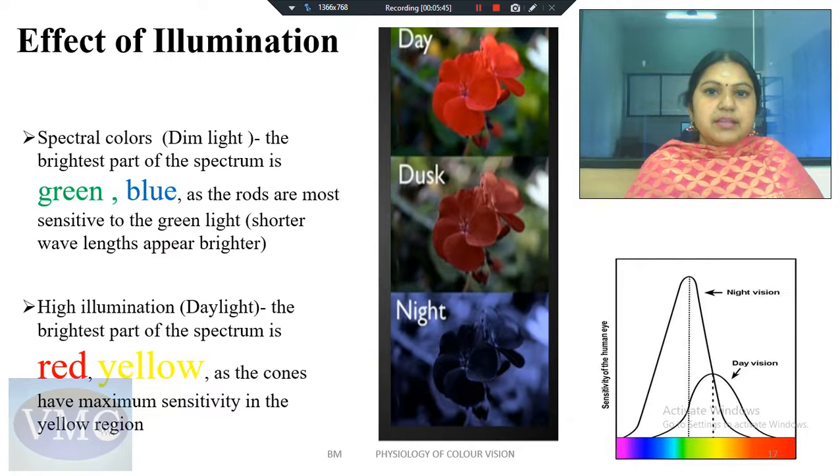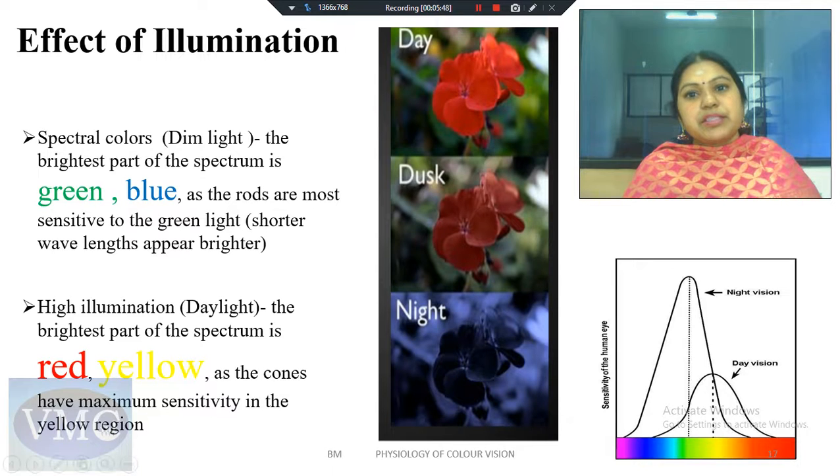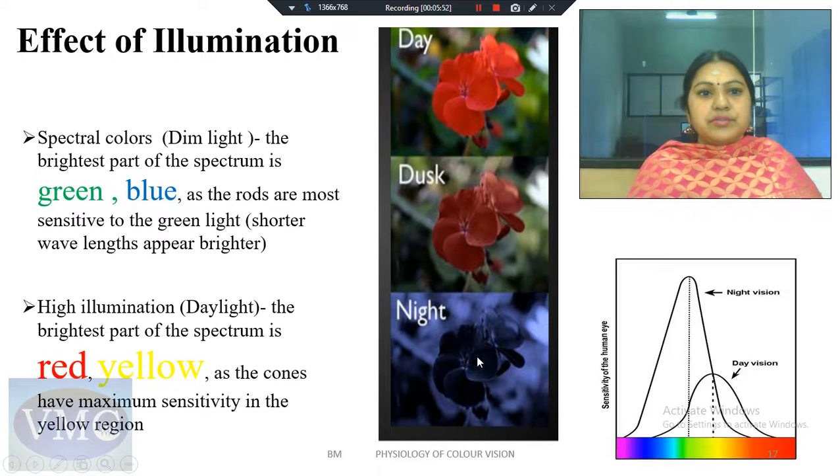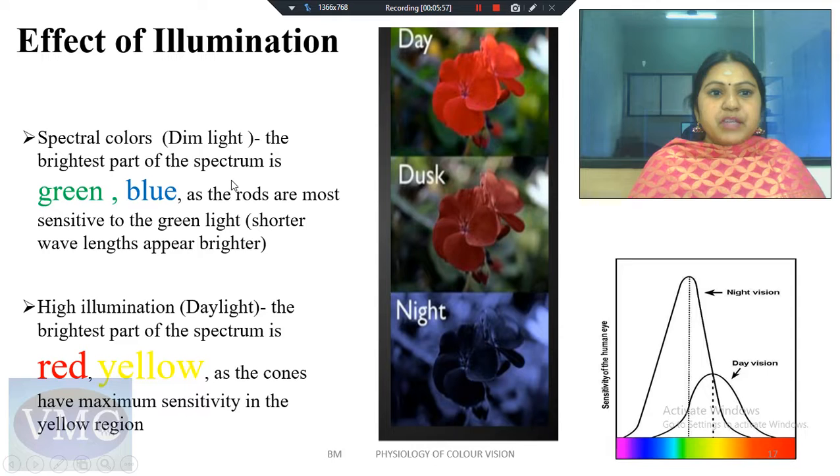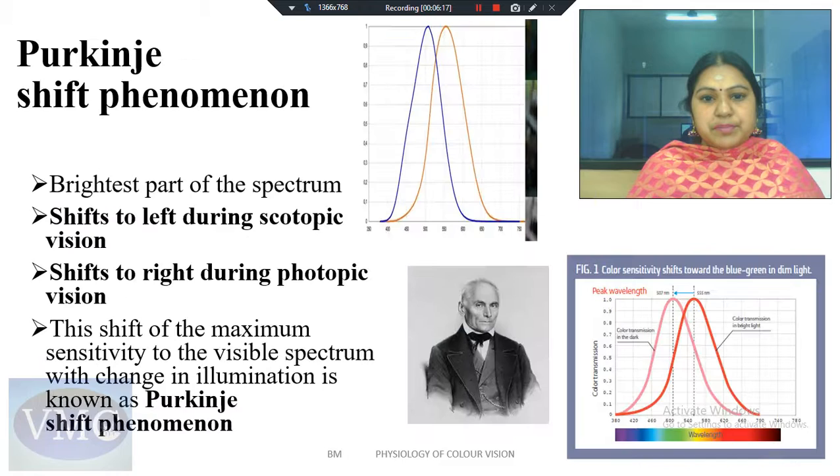When you see in daylight, you can see a picture here which is different, and when you see it in night light, the same picture is viewed in a different way. In dim vision, when the rods are most sensitive, blue and green colors dominate. But in high illumination during the daytime, red and yellow predominate. So there is a shift of sensitivity with respect to the receptors, and the images we view change color depending upon this. This is the effect of illumination.